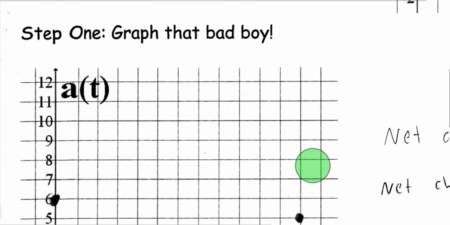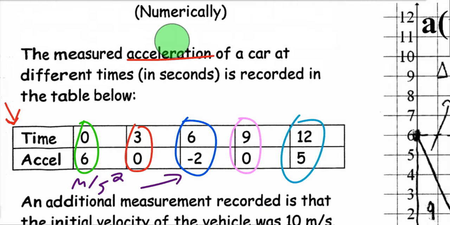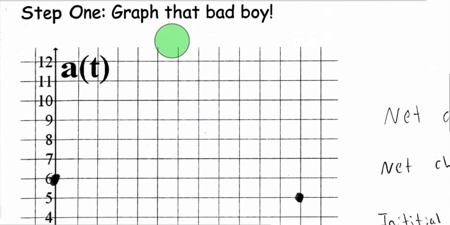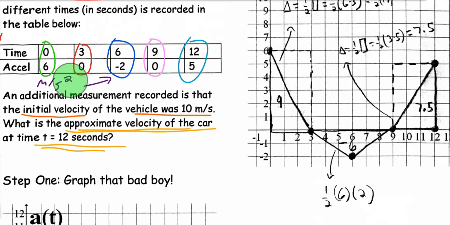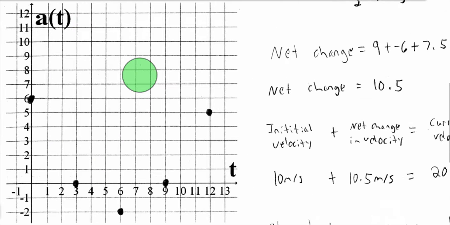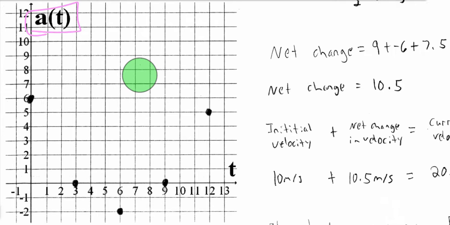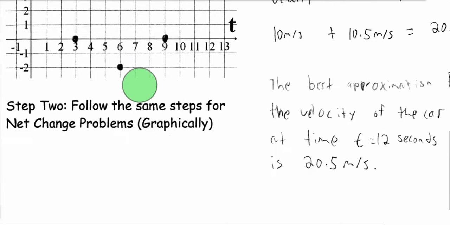Okay, so step 1 is to graph it. So anytime you're finding net change and you're given a chart, you definitely want to go ahead and graph it because you can find the area easily. So you're just going to plot these different points: (0, 6), (3, 0), (6, -2), (9, 0), and (12, 5). And again, this is the acceleration graph, okay? So here are these different points that they gave us on the chart. Step 2 is to follow the same steps for net change problems graphically.